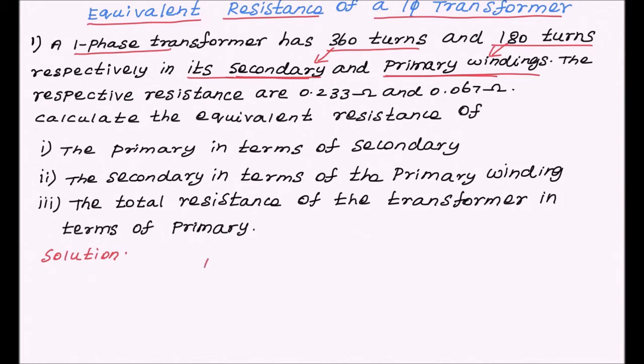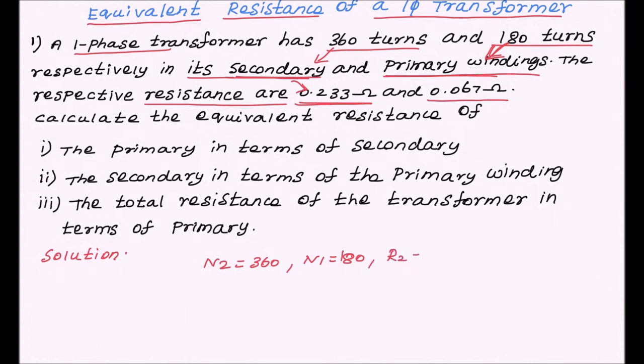So we'll denote secondary winding terms as N2. So N2 is equal to 360 and primary winding turns is given as 180, so we'll denote it as N1. So N1 is 180. Next, the respective resistance are 0.233 ohm and 0.067 ohm. So its order is secondary and primary. So first data is related to secondary winding resistance.